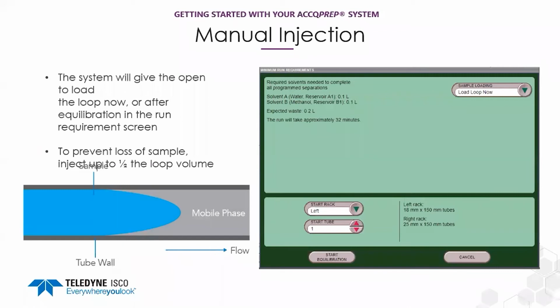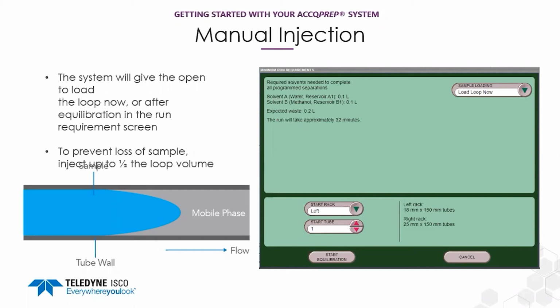With manual injection, the system will display the run requirement screen with options for loading the loop now or after equilibration. Loading the loop before equilibration allows the system to automatically inject the sample. You don't need to wait until the equilibration ends to inject the sample, so this saves your valuable time. To prevent losing sample, manually inject only 1/2 the loop volume. Depending on individual user injection techniques, some of the sample will be pushed further into the loop as illustrated on the left side of this slide.